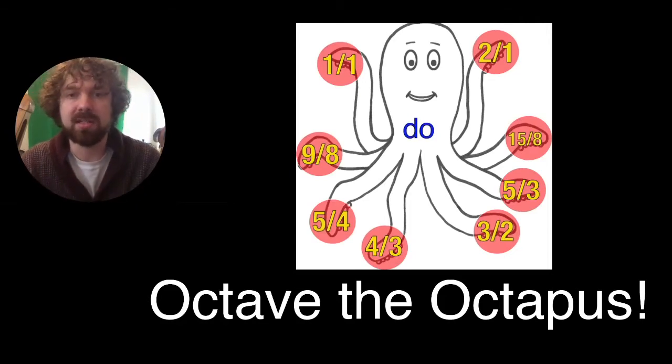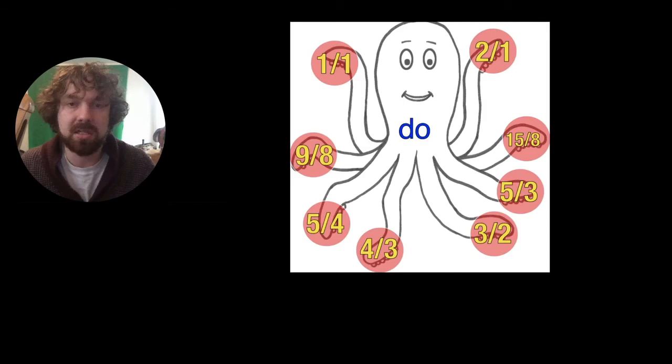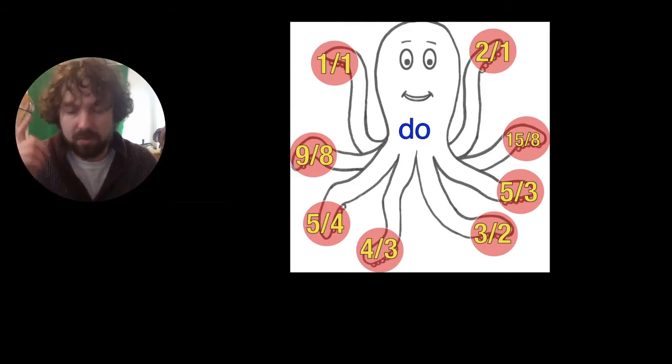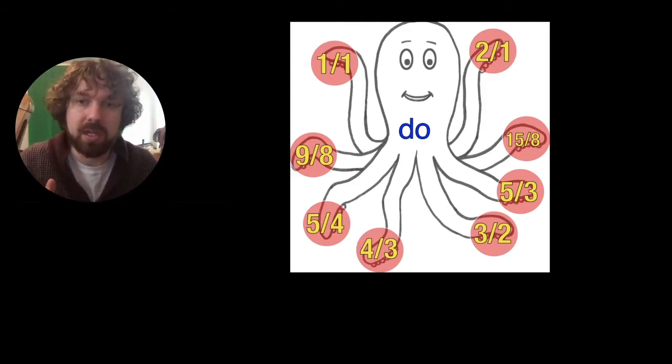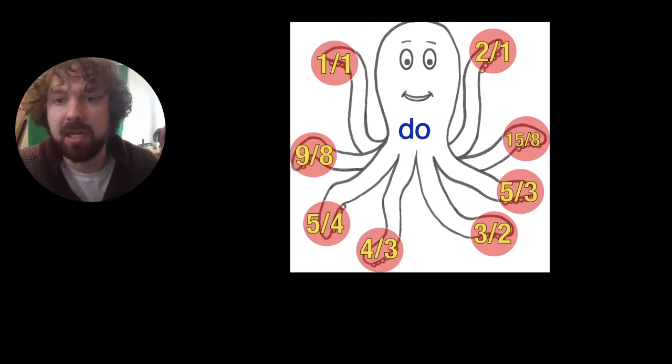Octave the octopus. The reason I call them octave is because it helps us remember that there's 8 notes: there's 7 notes and the 8th note repeats. So it's do, the original do, the root is a 1-to-1 ratio, and then the octave is 2-to-1. And then all of the notes in between have different ratios. You can see them on here, and we're going to look at this a little bit more in depth with a keyboard.